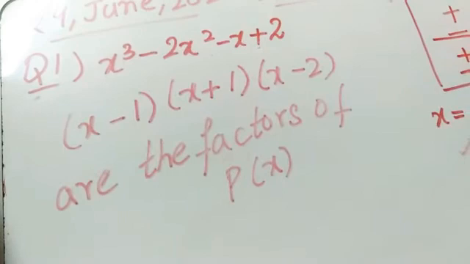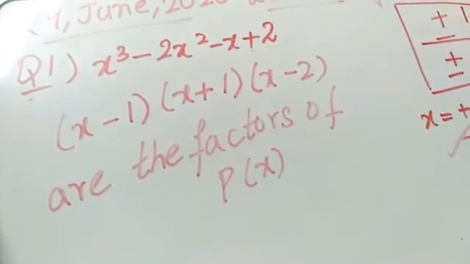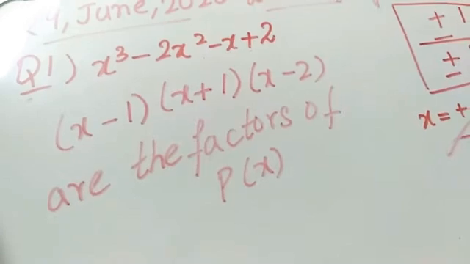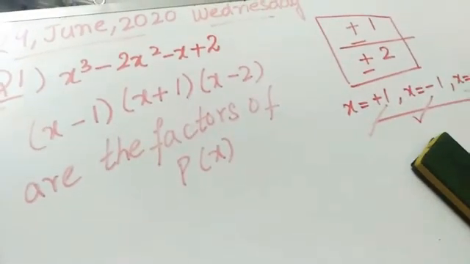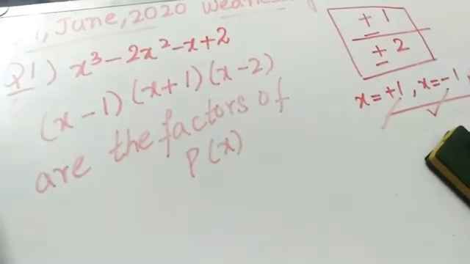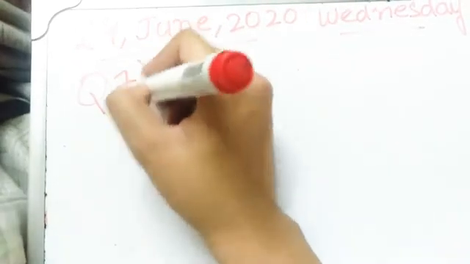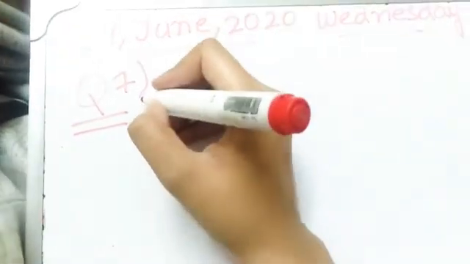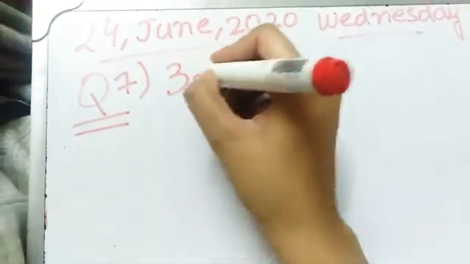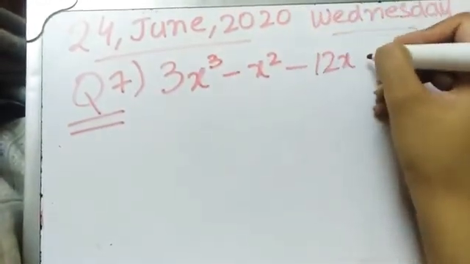Similarly, you will solve it for question number 2 and onward. The whole exercise will be solved with the same method as I have told you. Now I am going to solve question number 7 with the same method as in question number 1. So the question is 3x cube minus x square minus 12x plus 4.